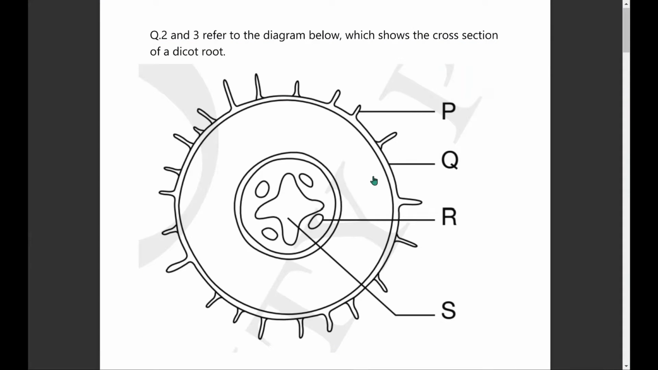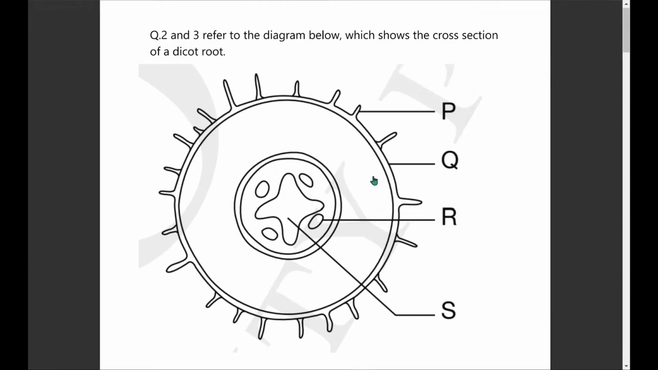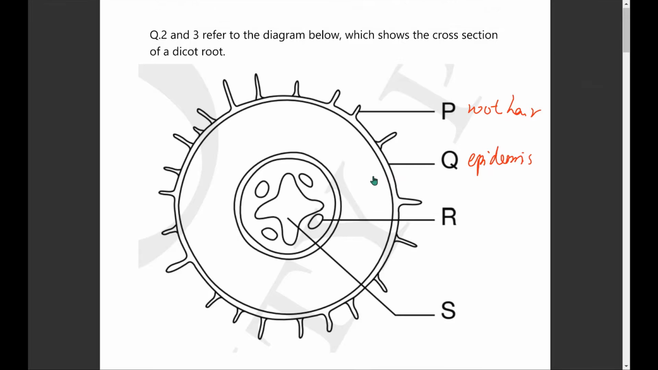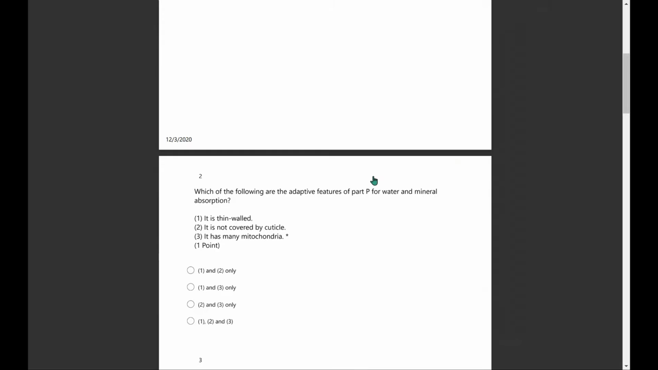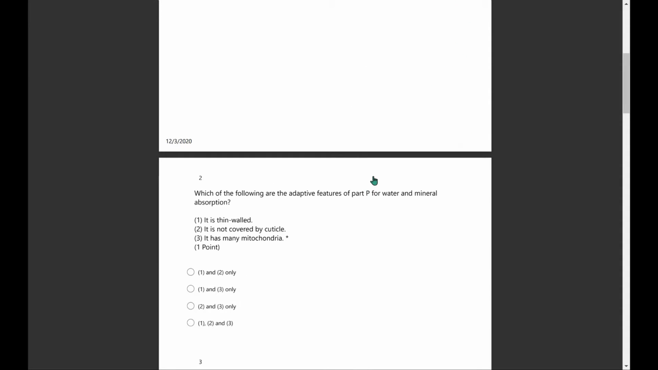Right, so first of all, Q2 and 3 refer to the diagram below. PQRS: P, simply, is the root hair. Q is the epidermis. R is the phloem, and S is the xylem. Now, for question 2, which of the following are the adaptive features of part P, the root hair, for water and mineral absorption?